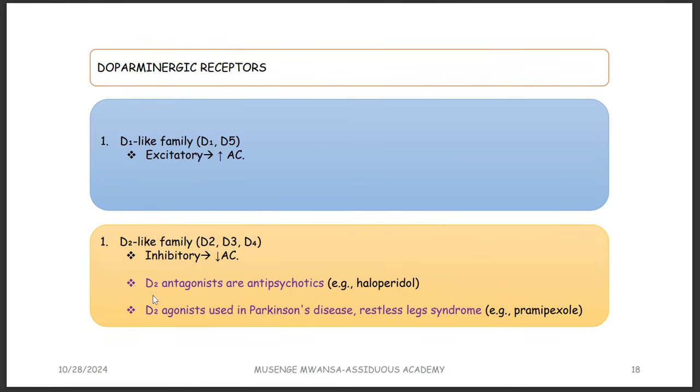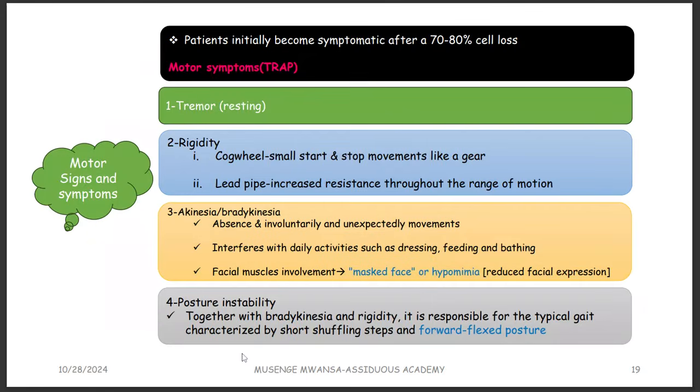So the D2 agonists. Remember, we said the D2 is inhibitory in nature. So these guys we can use in Parkinson's disease, just like here, as we are going to understand.